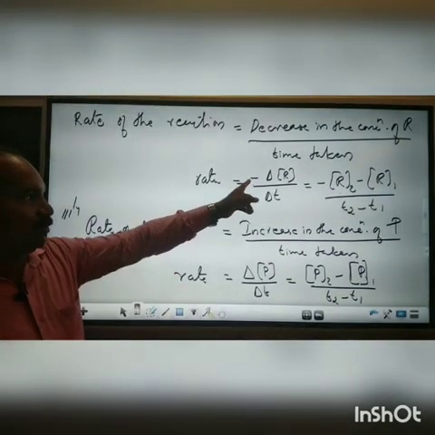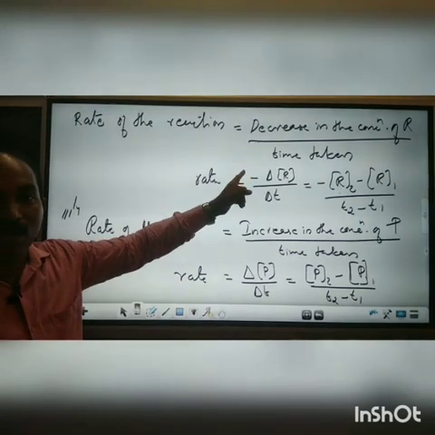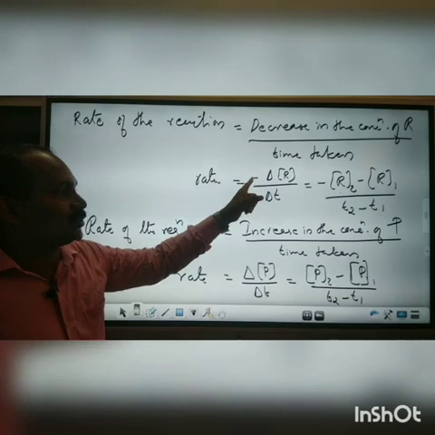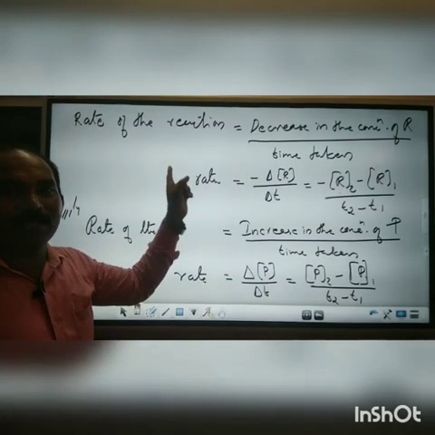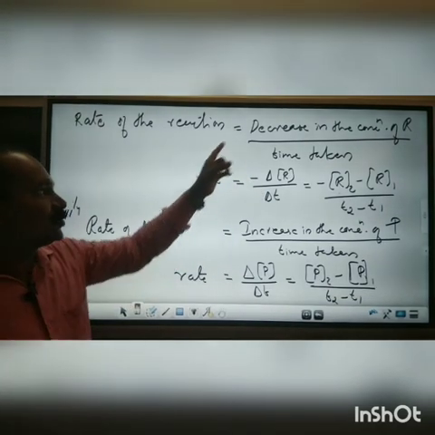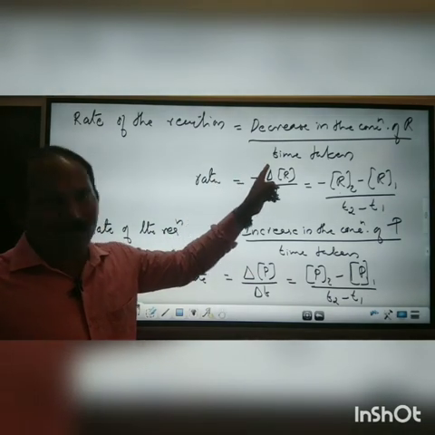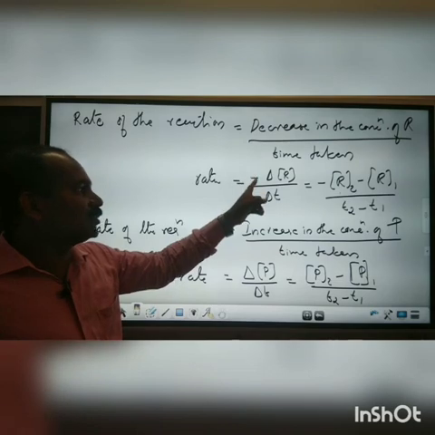So here you remember that the negative sign is to represent the decrease in the concentration. Otherwise you will get the rate as negative. So decrease in the concentration is represented by minus delta R. You should remember these points.